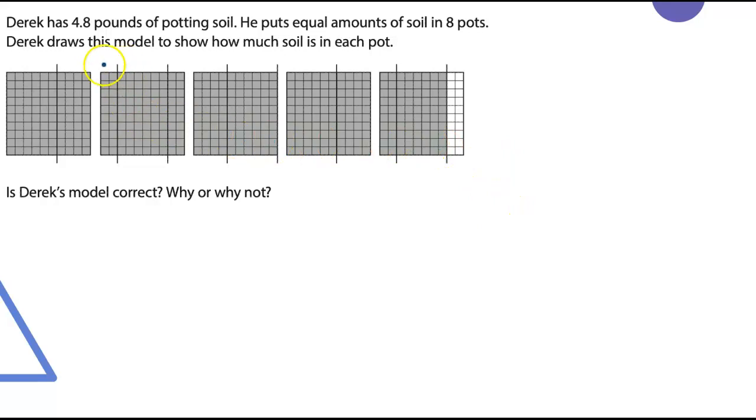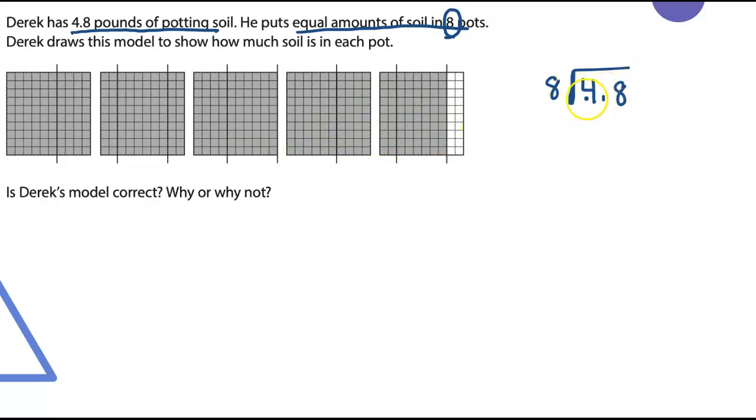So here we have Derek has 4 and 8/10 pounds of potting soil. He puts equal amounts of soil in 8 pots. So he has 8 groups here. He wants to put the same amount in each pot. He draws a model, and it's asking us if it's correct. So the way I would start is I would divide 4.8 divided by 8 and see what I get. And my quotient will tell me how many tenths will be in each group. And then we can verify if he's correct or not.